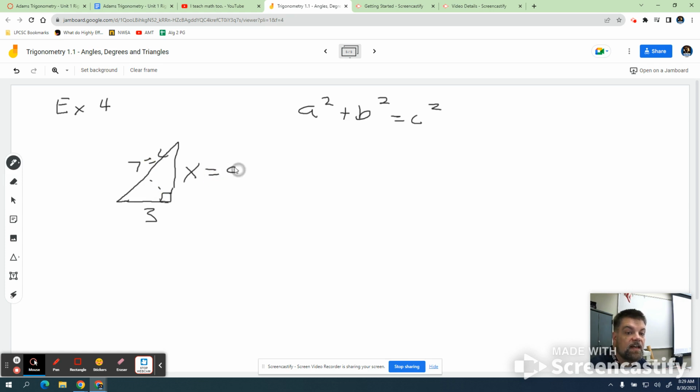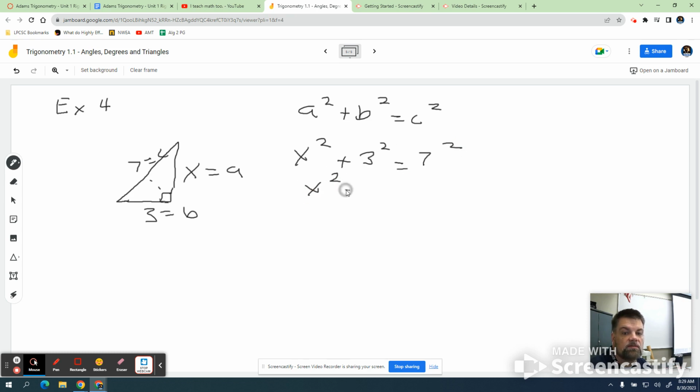I could call this A, and I could call this B. Mathematically, it doesn't matter. I can call this A, I could call this B. It doesn't matter. C is important. I have to get the hypotenuse. I have to call it C. So then I'm going to say A squared is actually X squared. B squared is actually 3 squared. And then C squared is actually 7 squared, right? So we'll crank through this.